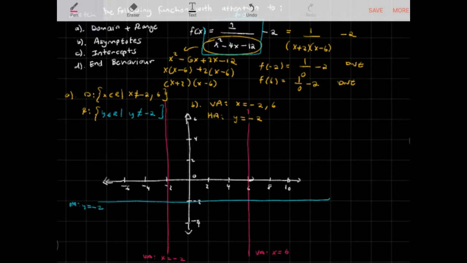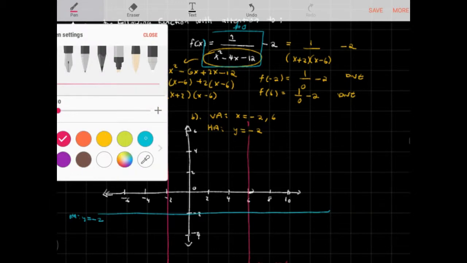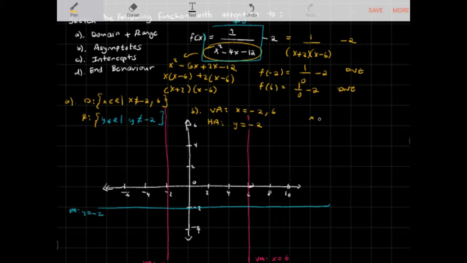Okay, so now that we have those asymptotes, what we can do next is find our intercepts, right? So if we want to figure out our intercepts, I'm going to start by finding my x-intercept. So I'll just use yellow here. Okay, so let's solve for my x-intercept. If I want to solve for my x-intercept, I'm going to let f of x equal 0. So we get 1 over x plus 2 times x minus 6, minus 2 is equal to 0. I'm going to move the 2 to the other side. So you get 1 over x plus 2 times x minus 6 is equal to positive 2.